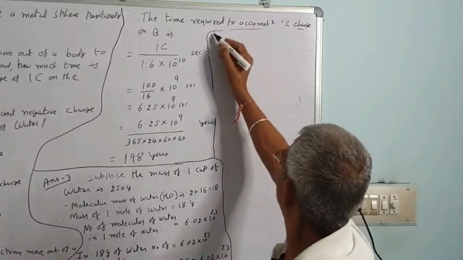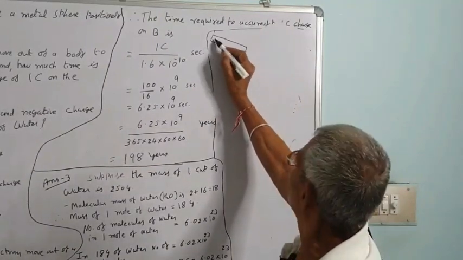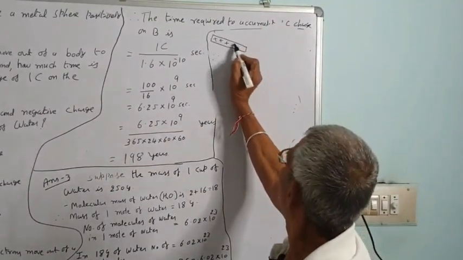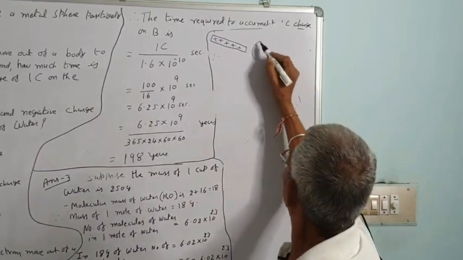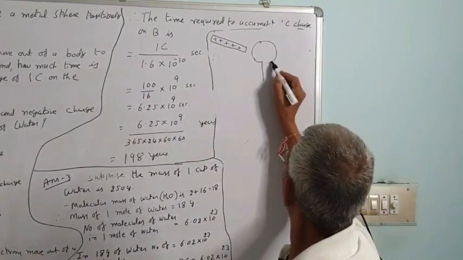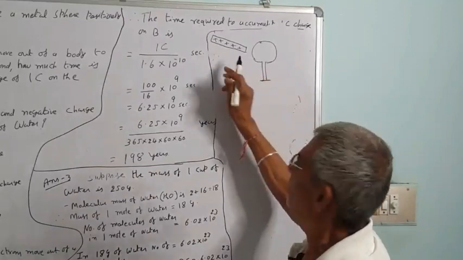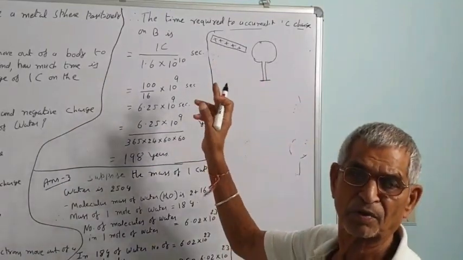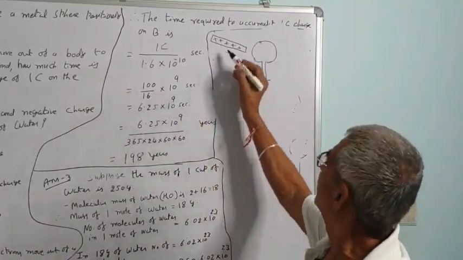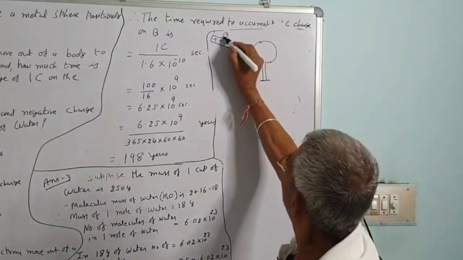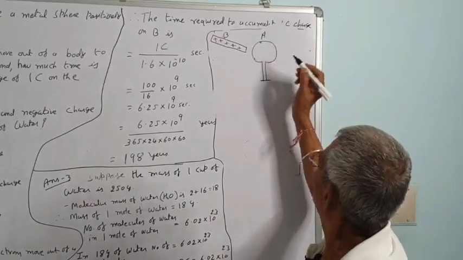So if you want to charge the sphere negatively, you take the glass rod. Same process you can repeat by using the positively charged glass rod after it has been rubbed with the silk cloth. We will not change the symbol. Say this is sphere A.